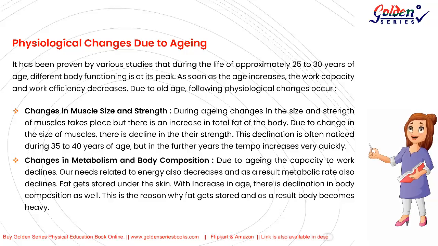Changes in metabolism and body composition. Due to aging, the capacity to work declines. Our needs related to energy also decrease, and as a result metabolic rate also declines. Fat gets stored under the skin. With increase in age, there is declination in body composition as well. This is the reason why fat gets stored, and as a result the body becomes heavy.